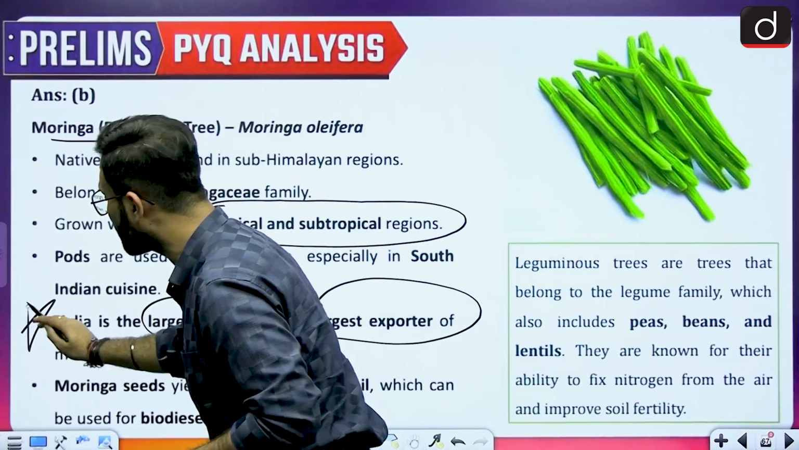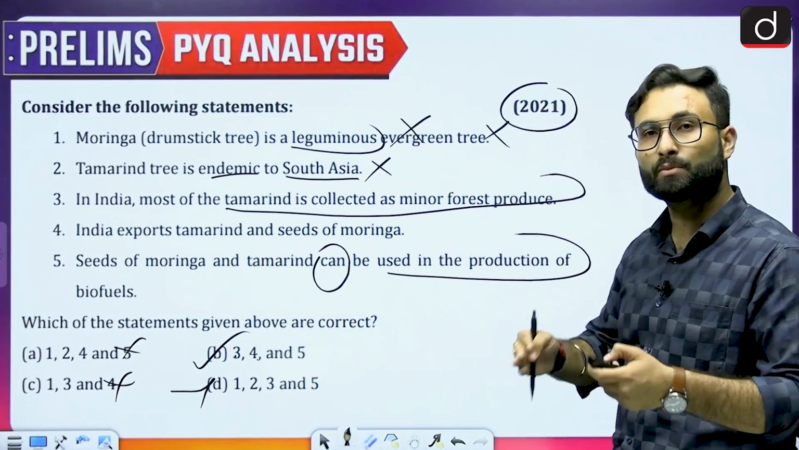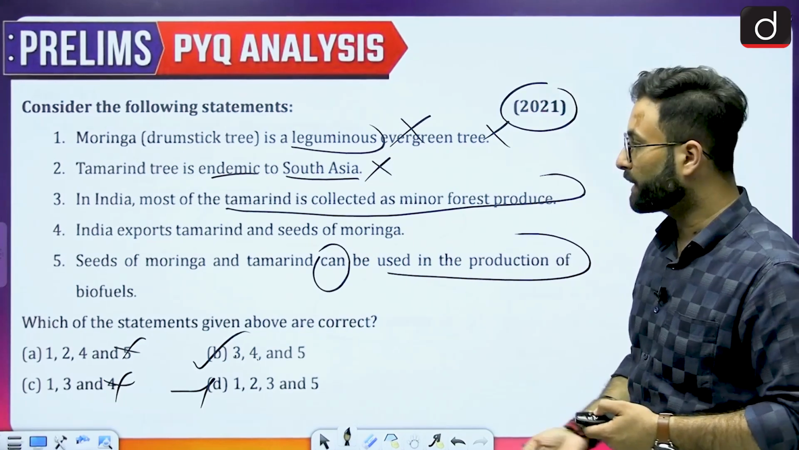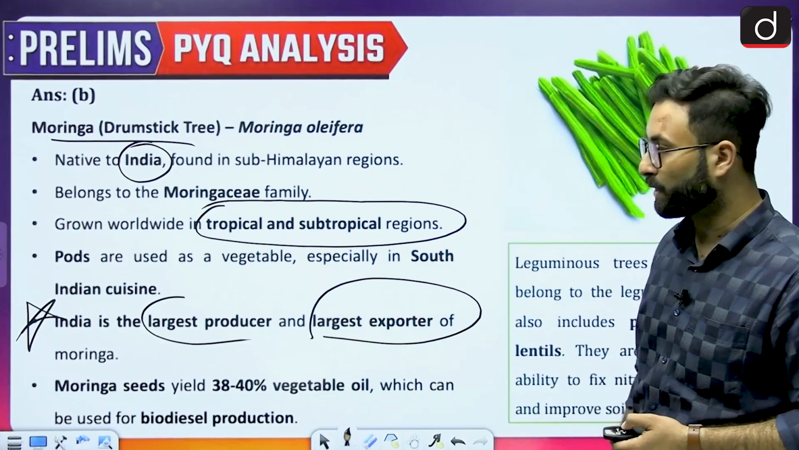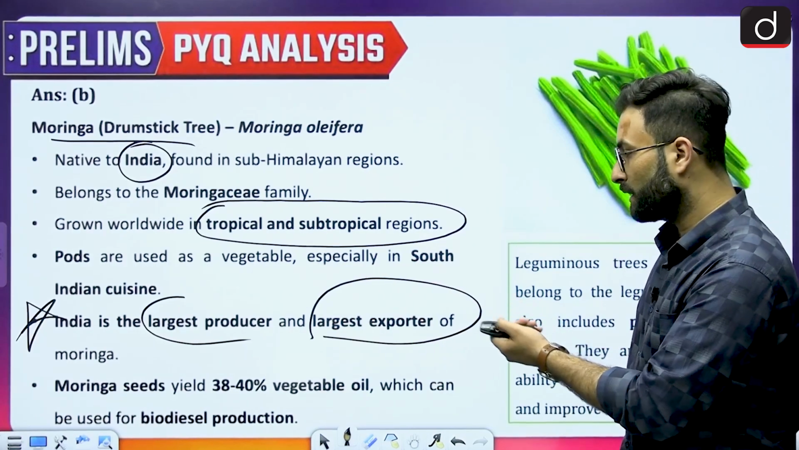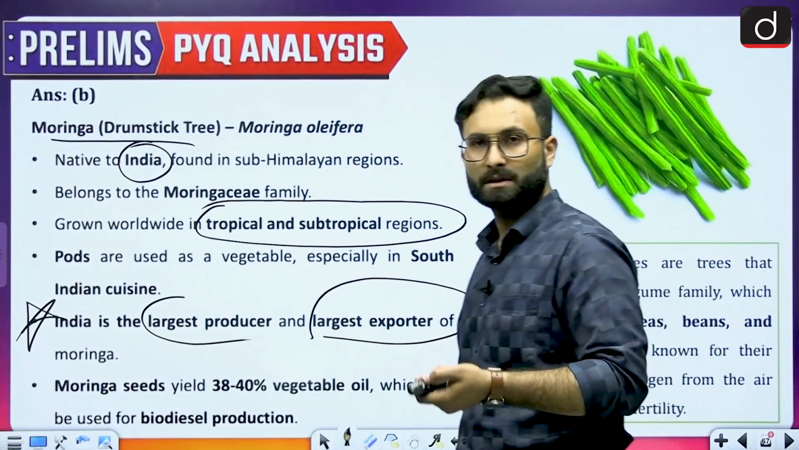Now this particular fact is quite important. Since they have asked about moringa in 2021, there are high chances moringa and tamarind, they can be asking again. So that fact is important. India is the largest producer and the largest exporter of the moringa. Moringa seeds yield 38 to 40% vegetable oils, which can be used for biodiesel production, that is your biofuel.